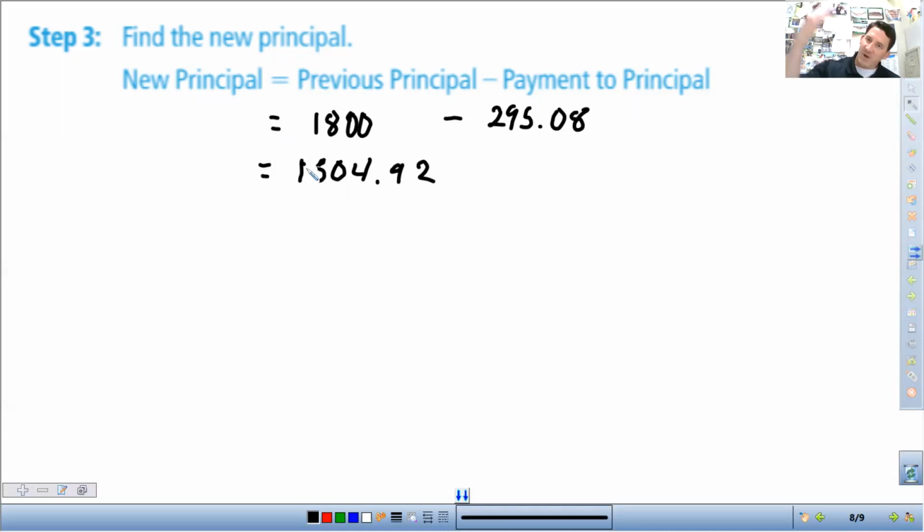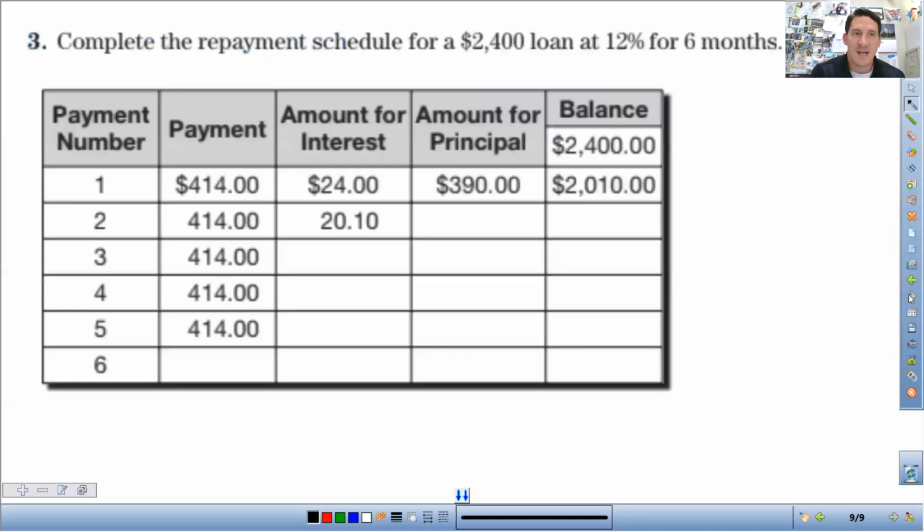And so you repeat that process over and over again to figure out how much principal is going to be left over for the life of the loan until it matures. So let's actually fill out a table. This is number 3 from the worksheet, part of your assignment. We're just going to fill this out.